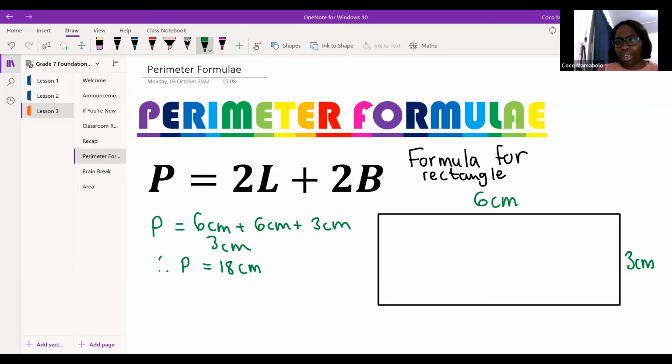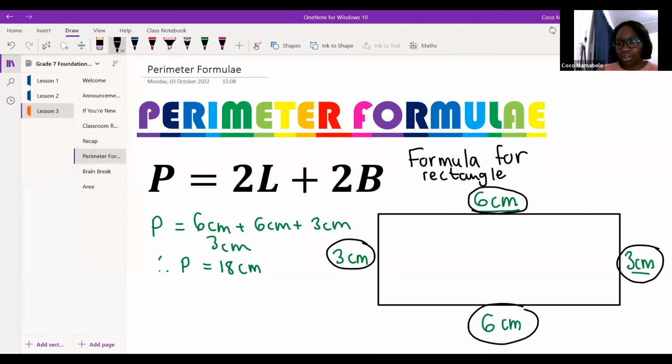Do you see how I know that if this side is 6 centimeters, this means that side is also 6 centimeters, right? And if this side is 3 centimeters, this side is also 3 centimeters. How many 6 centimeter sides do I have? 2. This side and this side, that's 2 of them, right? And how many 3 centimeter sides do I have? 2. There's a 3 centimeter side and there's a 3 centimeter side. So there are 2 of them on each side, right?